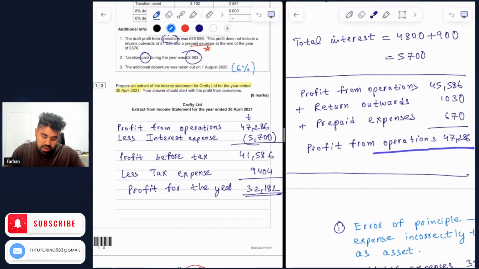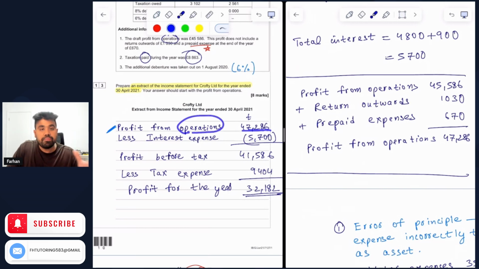Now that we have all the numbers, we can use this profit from operations that we have calculated as the first step to preparing the income statement extract. On the left-hand side of the screen, you will see profit from operations of £47,286. Profit from operations simply stands for the profit that we have calculated from sales and all other expenses such as cost of goods sold, but excluding finance expenses such as interest expense.